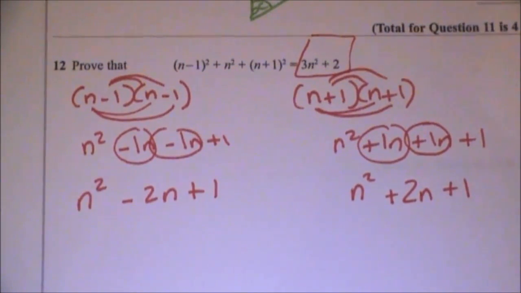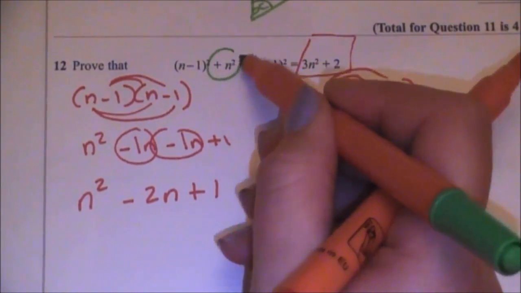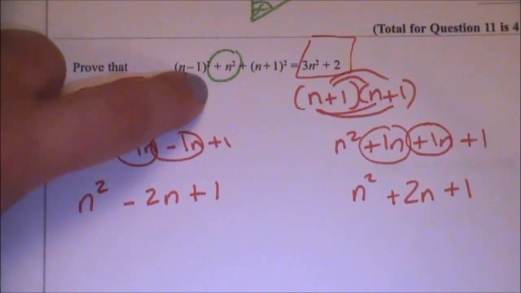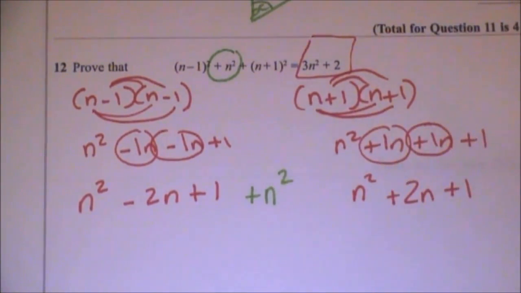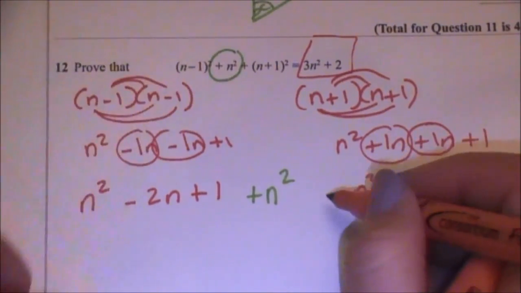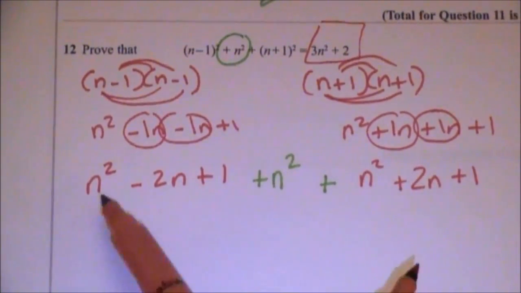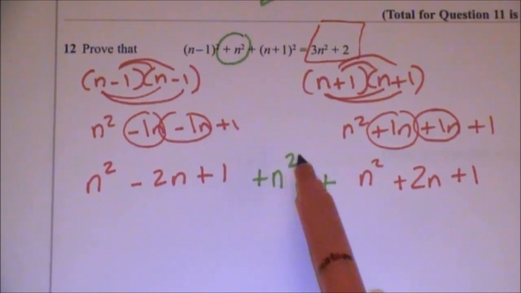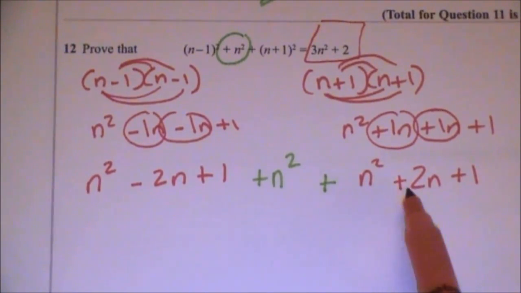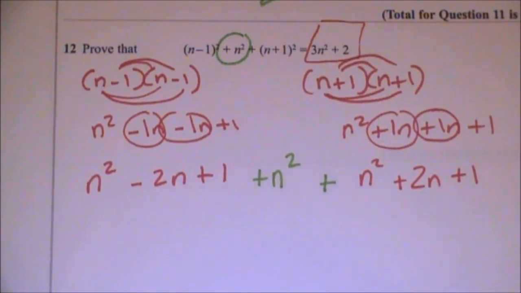Now this seems like a good time to bring back in my little buddy up here that I ignored, and he's a plus 2n. No, he's not. He's a plus n squared, and there's a positive sign before that bracket. So what I've ended up with is n squared minus 2n plus 1, plus n squared, plus n squared plus 2n plus 1. So now I'm going to put them all together and I'm going to hope that it's going to give me the same answer I have up there.